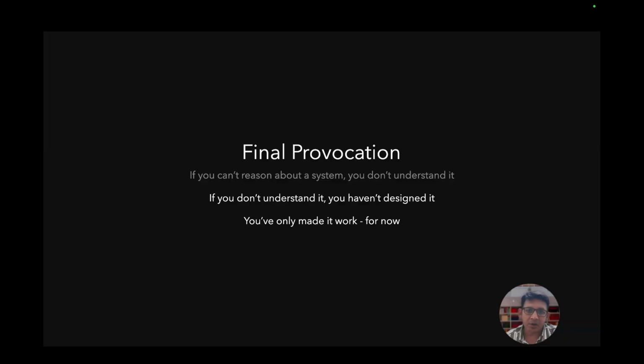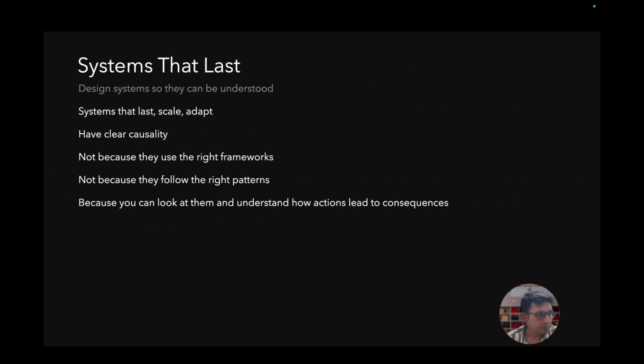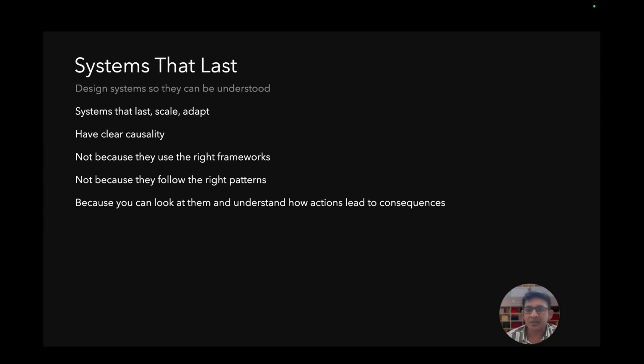Now, if you can't reason about a system, you don't understand it. If you don't understand it, you haven't designed it. You've only made it work for now. Design is the ongoing discipline of making systems understandable. It's causal hygiene applied continuously. It's choosing transparency over cleverness, explicitness over convenience, and clarity over brevity.